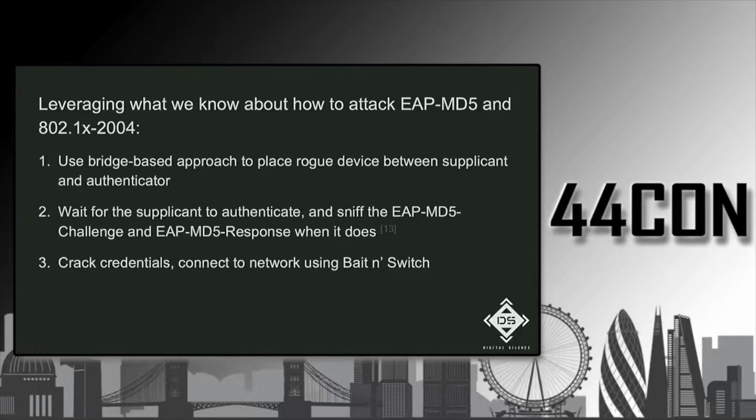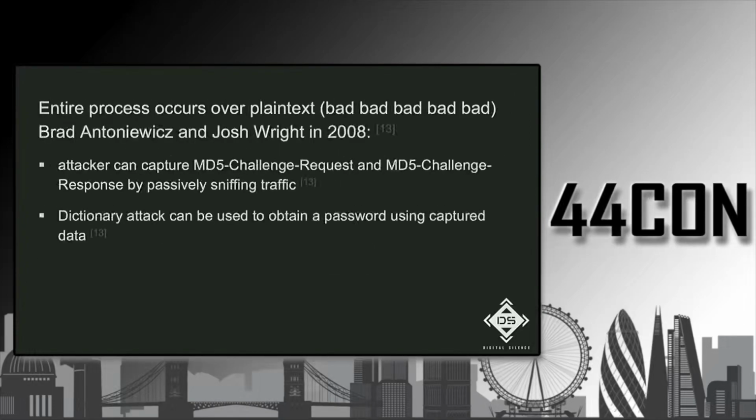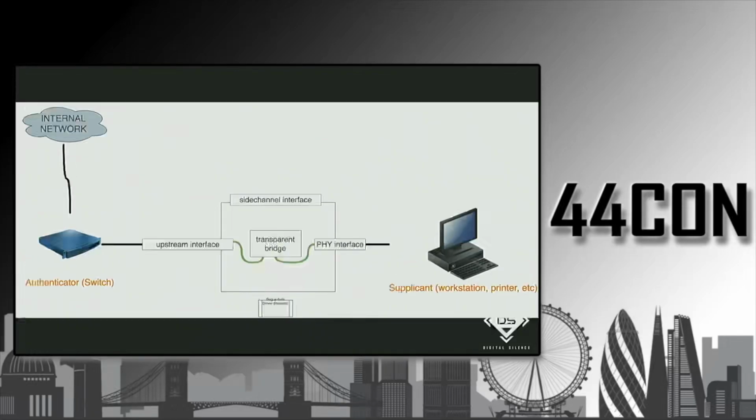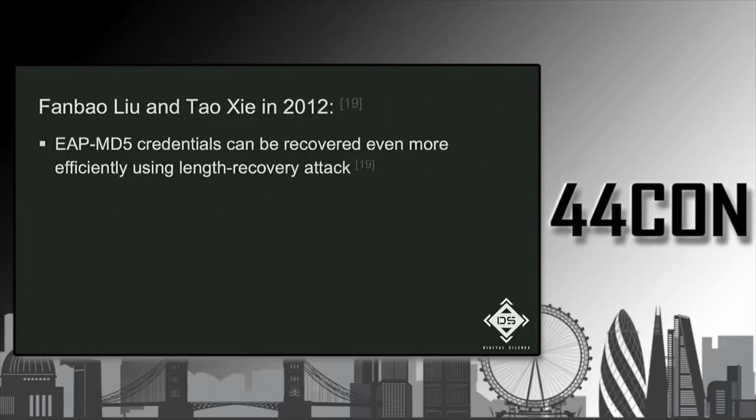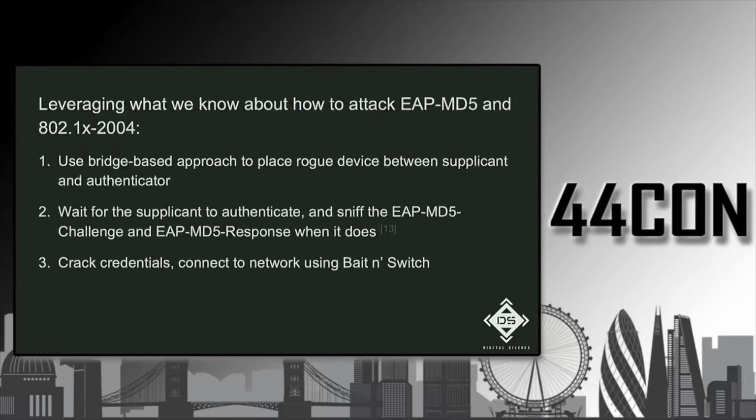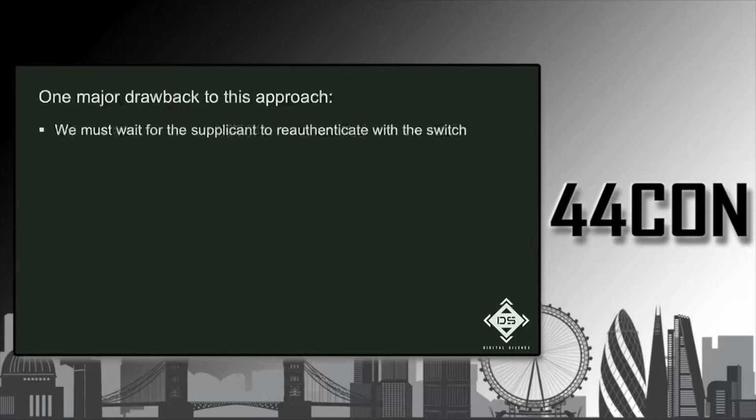So with that in mind, if we leverage what we know about how to attack EAP-MD5 and the 2004 bridge-based attack and kind of combine them, here's how we would essentially be able to go from this to being able to passively sniff credentials. And let me kind of go back to the slide we're at. You first set up the bridge. You use the bridge-based approach to place a rogue device between the supplicant and authenticator, and then at this point you could just start sniffing traffic. You then wait for the supplicant to authenticate, and then sniff the EAP-MD5 challenge and the EAP-MD5 response, as well as the username when this happens. You then crack the credentials and connect to the network, as we talked about before.